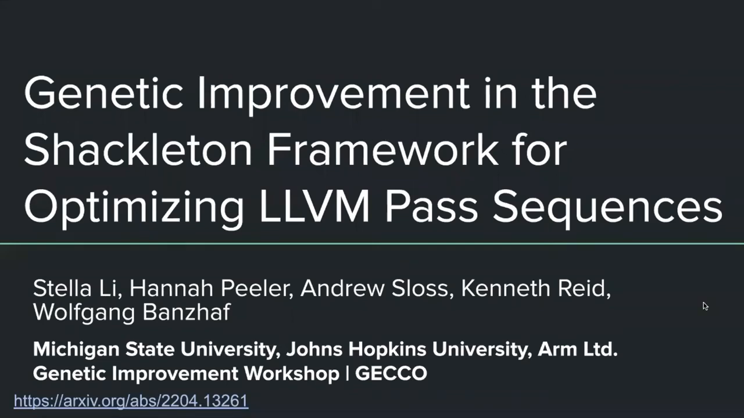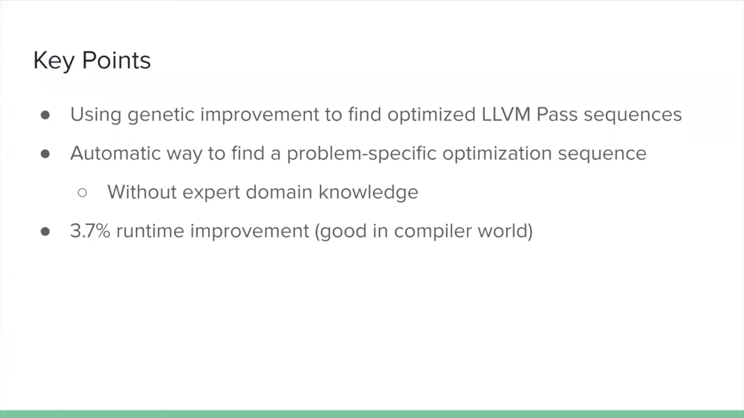Everyone. Today I'm presenting the work done in the position paper Genetic Improvement and the Shackleton Framework for Optimizing LLVM Pass Sequences. In this paper, we present the novel use of genetic improvement to find problem-specific optimized LLVM pass sequences. We developed a pass-level edit representation in the linear genetic programming framework Shackleton to evolve the modifications to be applied to the default optimization pass sequences.